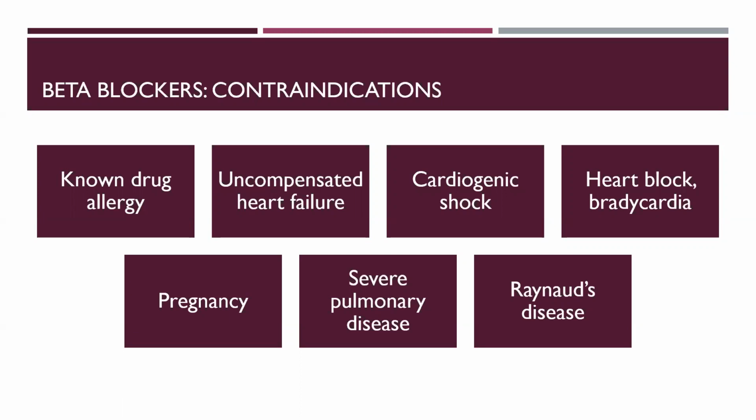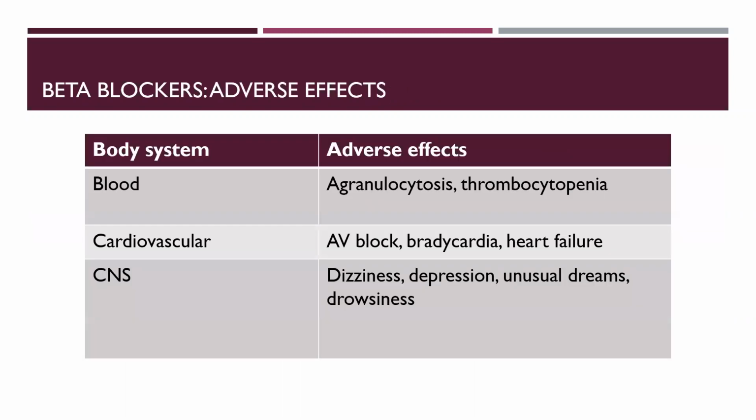So these are our contraindications for our beta blockers. Obviously, if they're allergic to the medication, I'm not going to give it. Things like severe pulmonary disease, Raynaud's disease, cardiogenic shock, uncompensated heart failure, heart block, bradycardia, and pregnancy. And then these are some of the adverse effects that we can see.